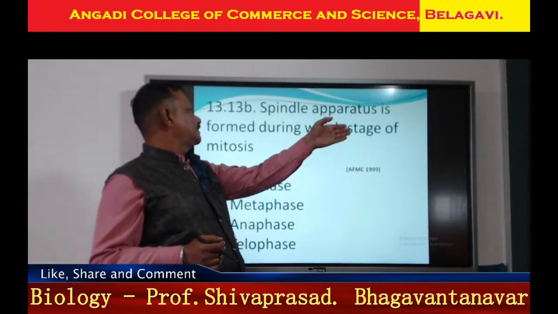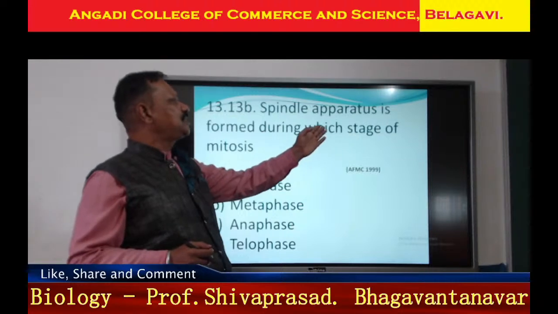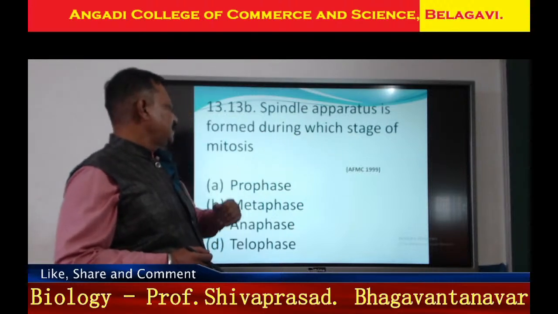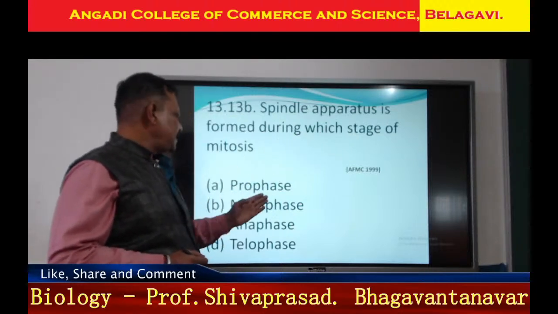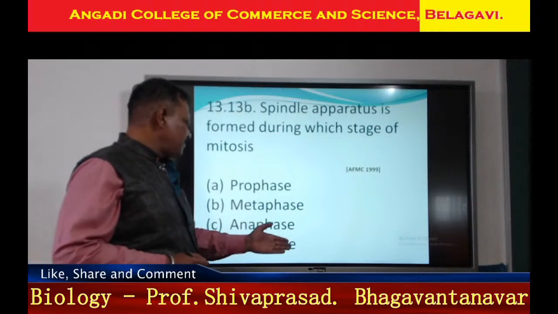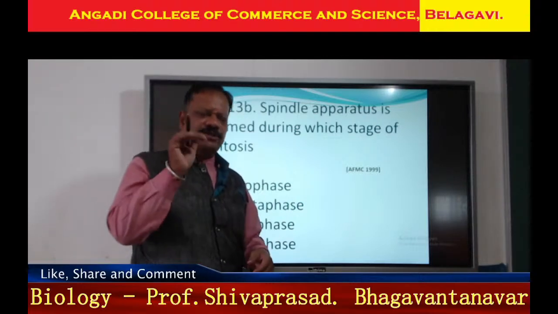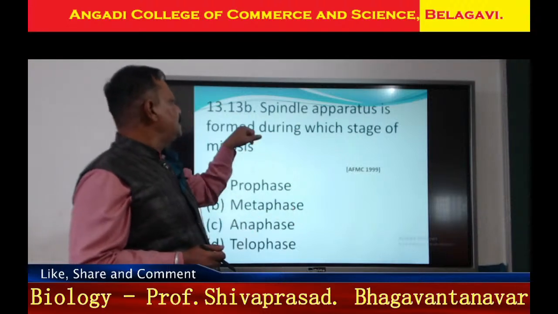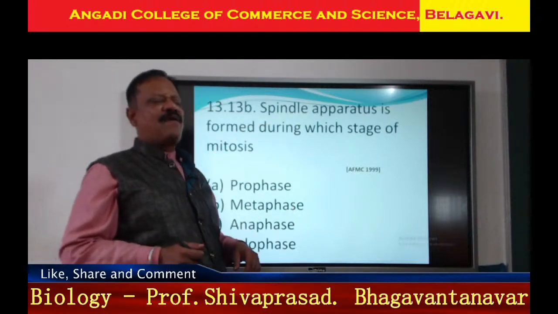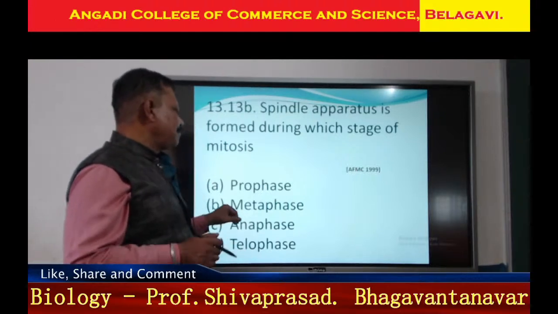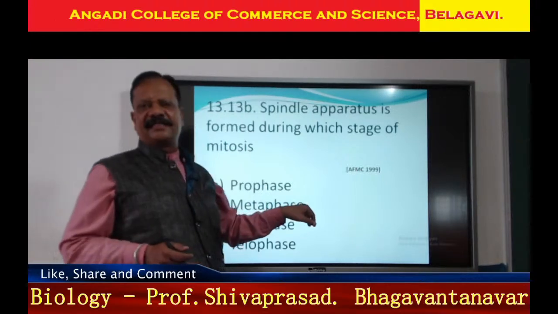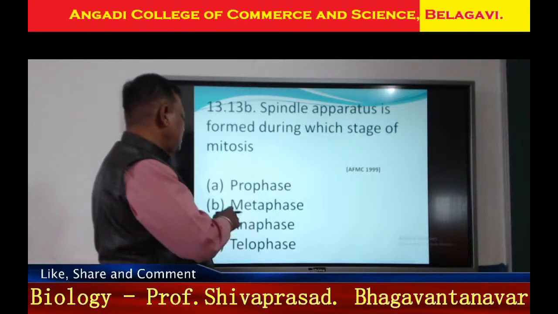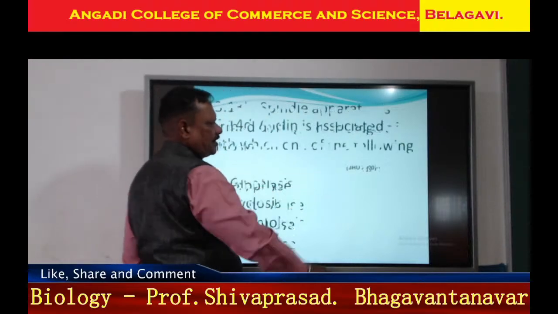Next. The spindle apparatus is formed during which stage of mitosis? Here, prophase, metaphase, anaphase, and telophase. Actually, option B, metaphase. Whatever the spindle apparatus, the spindle fiber formations are there, that is completely formed at the metaphase plate. So, here metaphase is the right one.